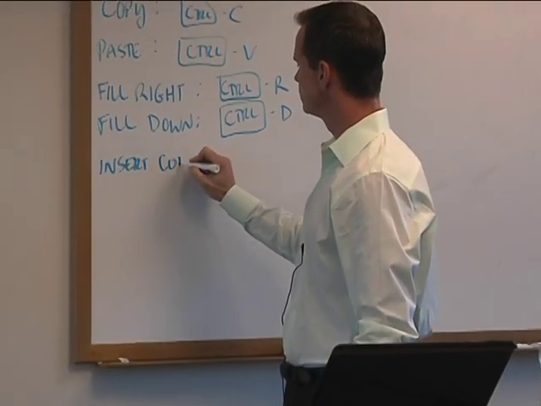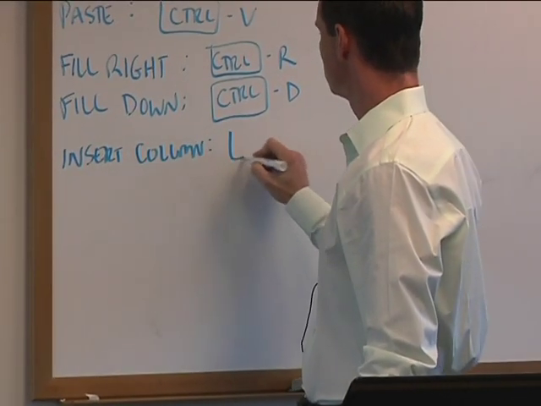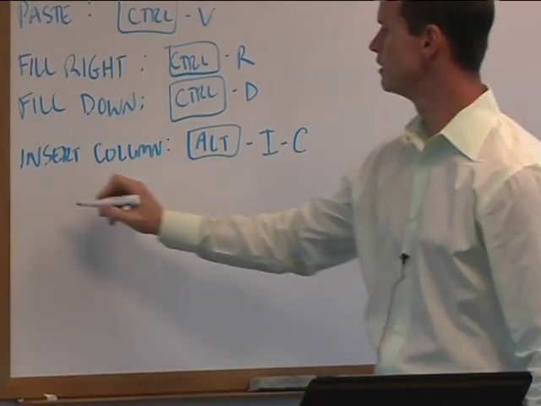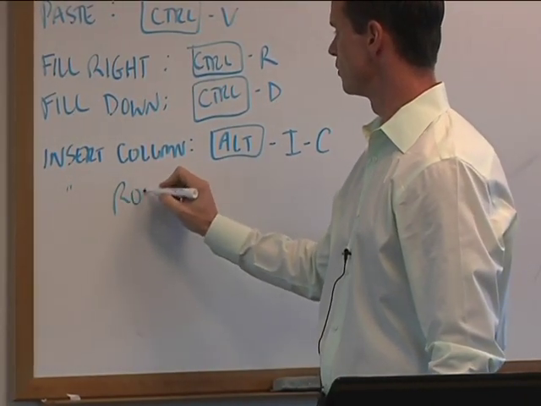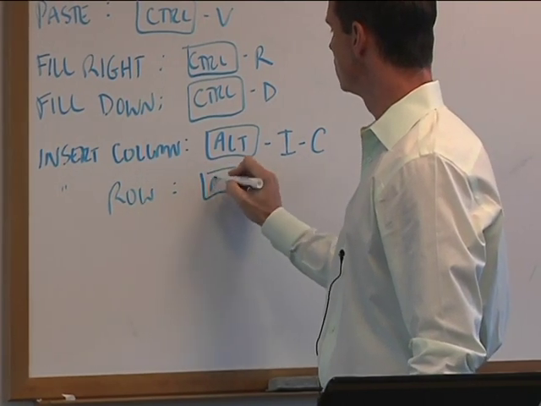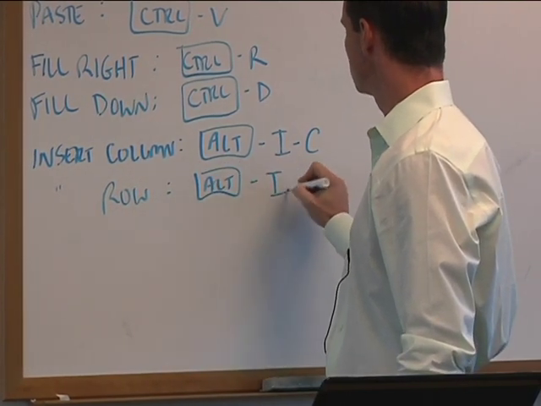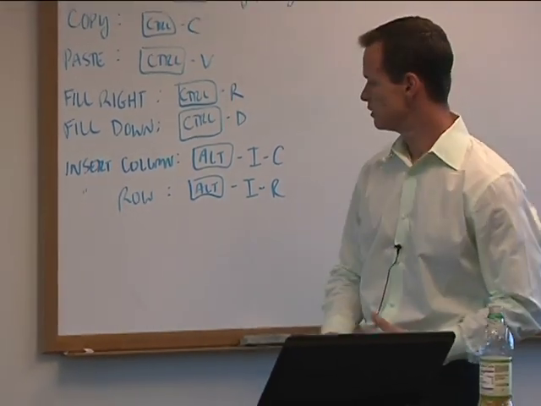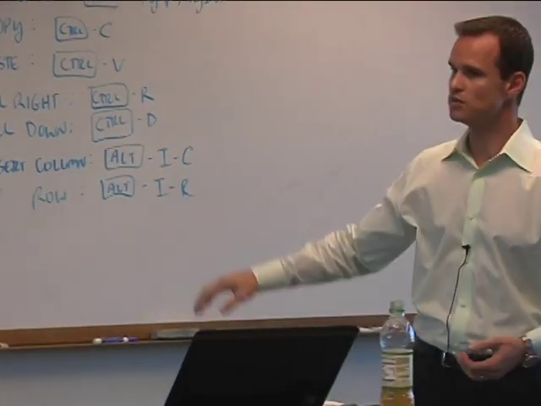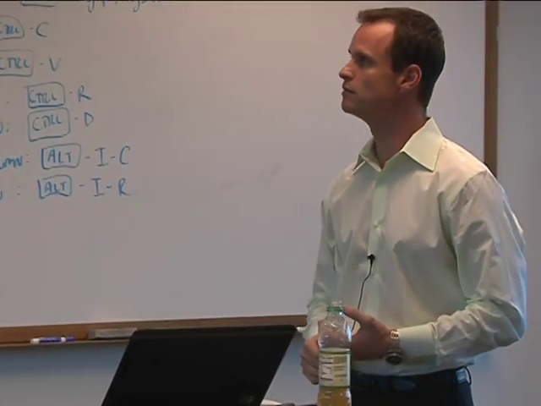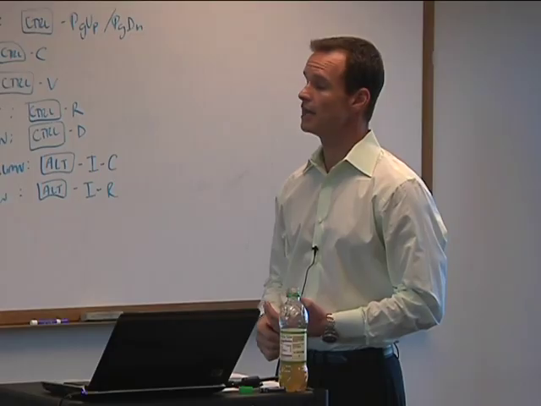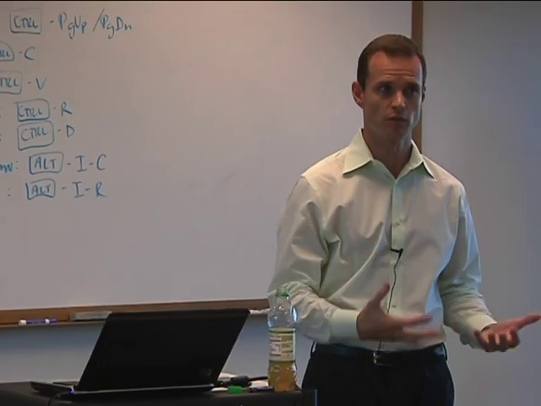All right, so insert column, Alt-IC. Remember, we can also insert a row using Alt-IR. We're going to do that in a moment. All right, so if you don't already have these in your notes, make sure you get them because they are valuable. Now this column, again, I mentioned we made space for the pro forma balance sheet.